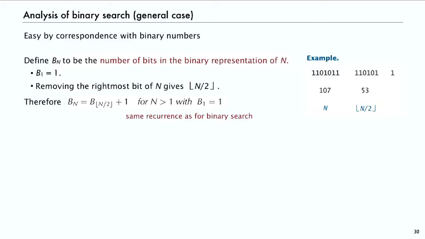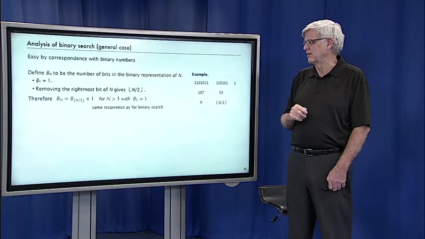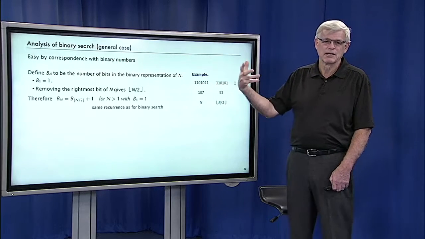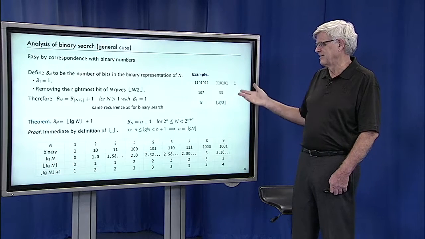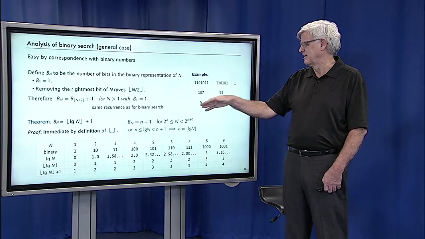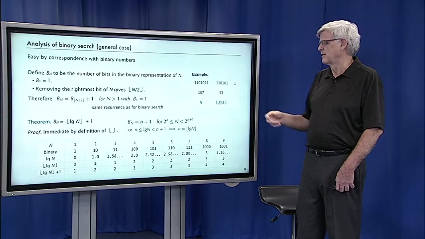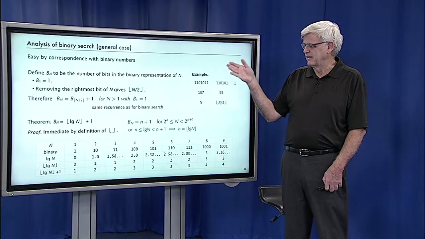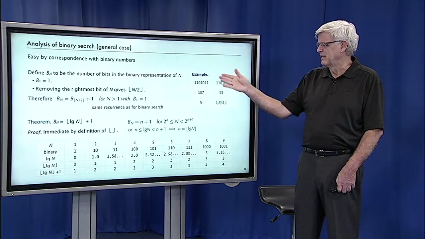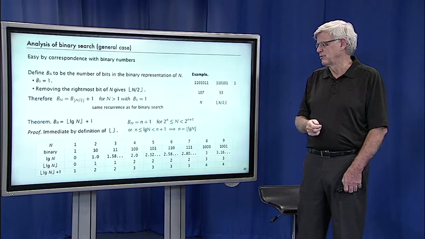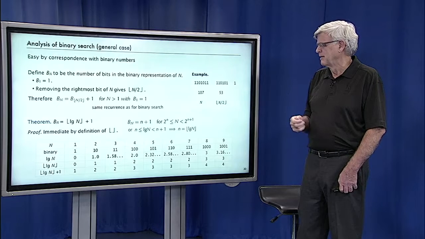That's the same recurrence as binary search. Maybe it's a little bit easier to think about counting the number of bits in the binary representation of n than it is thinking about the binary search algorithm, and so that's an easy model. And then it's pretty straightforward to prove that the number of bits in the binary representation of n is the floor of the log base 2 of n plus 1.